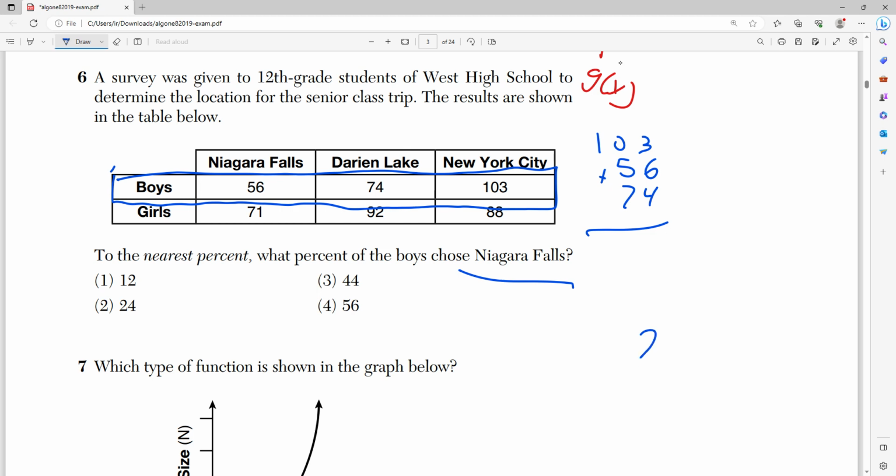That's equal to 233. So there's 233 boys who responded in total, and of them, only 56 chose Niagara Falls, right? So now we're left with 56 over 233, which is equal to roughly 24%.